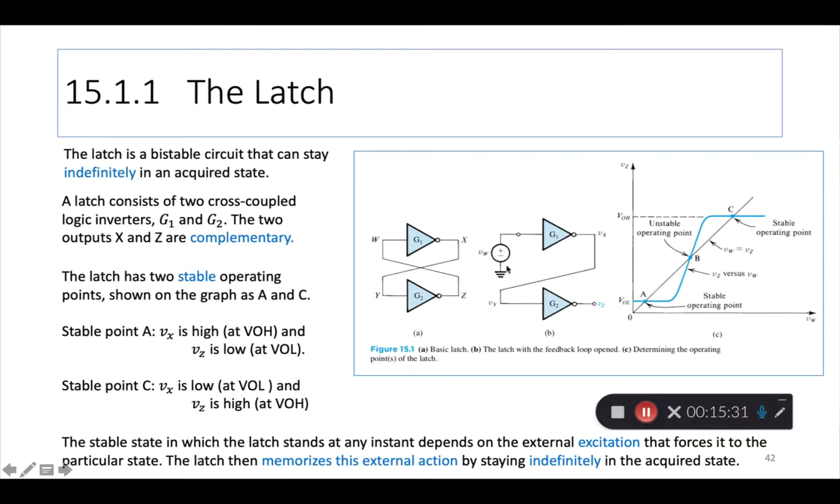This is the latch. Here, to explain the operation of this latch, in our textbook, he uses this method. So he takes out one of these connections, just leaves the other in place, and then tries to guess and teach us how we can say that this circuit is a bistable circuit. So first thing to remember is that the latch has two stable operating points, and this is shown on the graph as A and C.